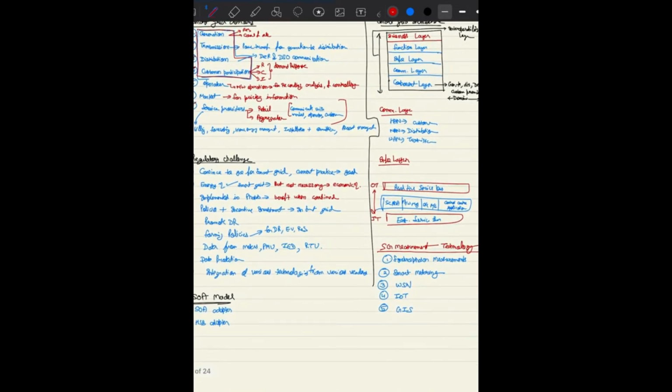Regulatory challenge, the convenience to go for the smart grid, right? So when we talk about our smart grid, there are different types of regulatory challenges. We know that many utilities are doing things with the current practice. If we are doing something good and we want to change that habit, it is very difficult. That is one of the regulatory challenges.